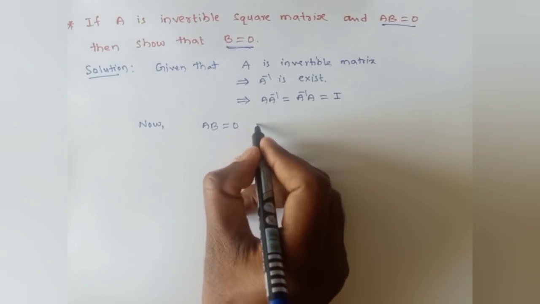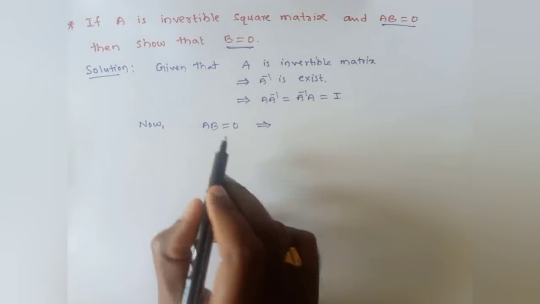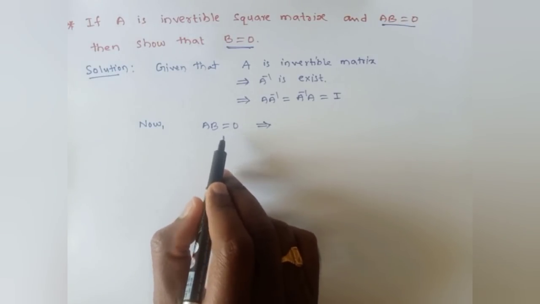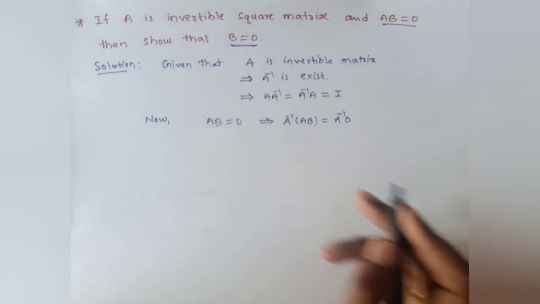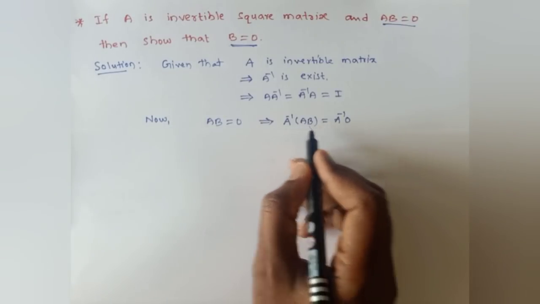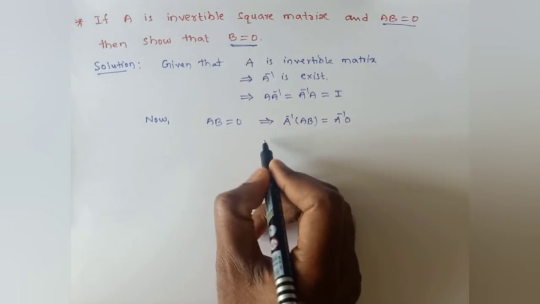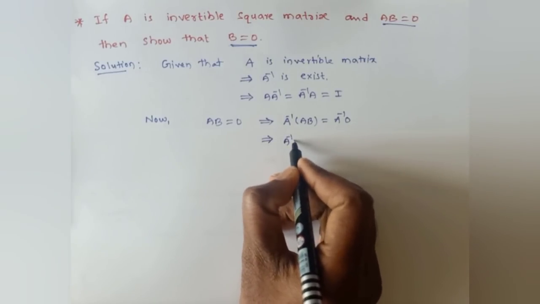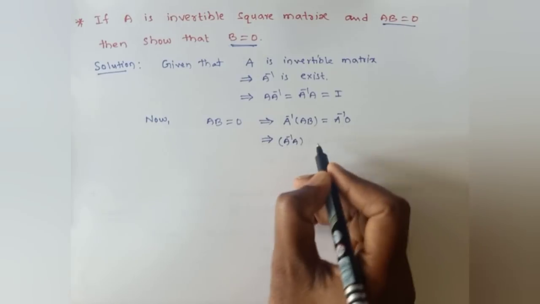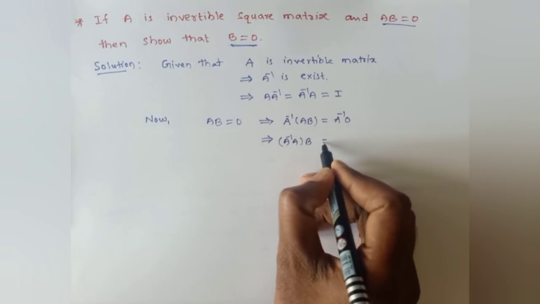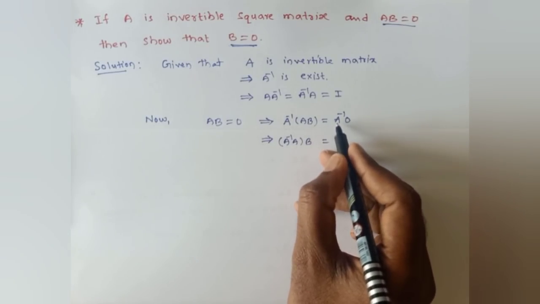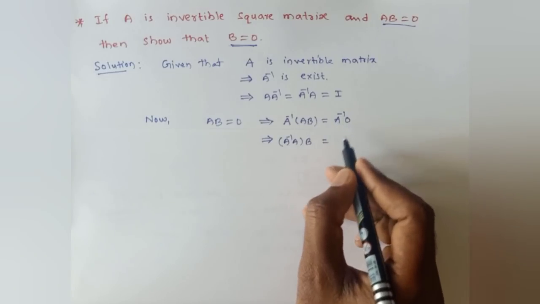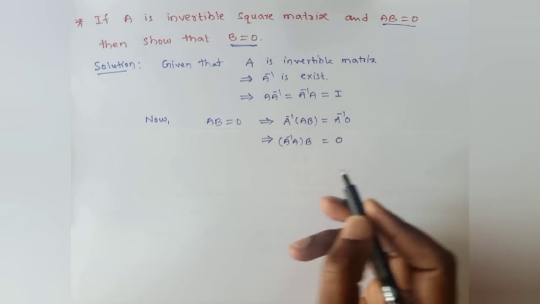Now here AB equal to 0, and A inverse exists. So for this equation, I am multiplying on both sides with A inverse. So A inverse of AB equals A inverse into 0. By applying the associative law, you can write it as A inverse into A of B is equal to, so A inverse is a matrix, and into the 0 matrix is always 0.